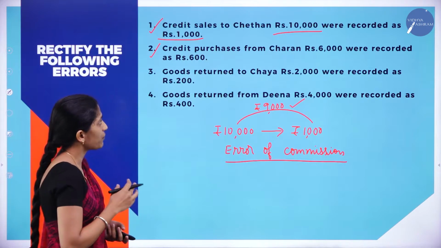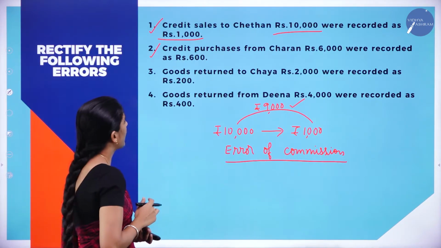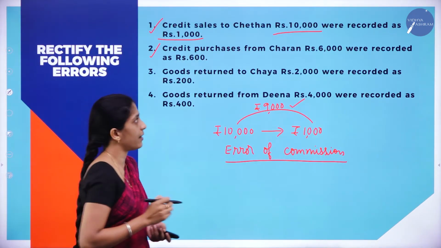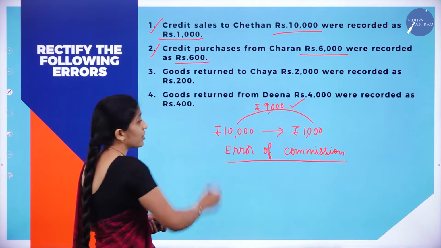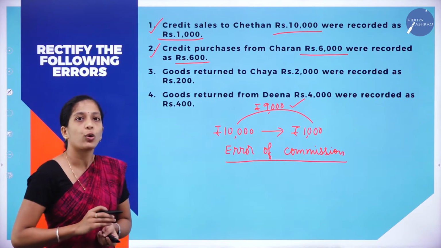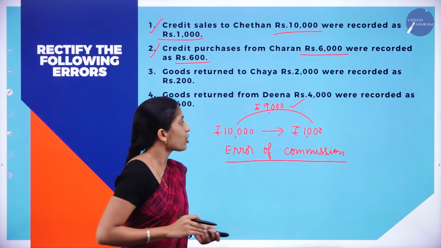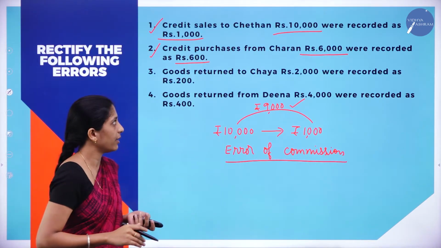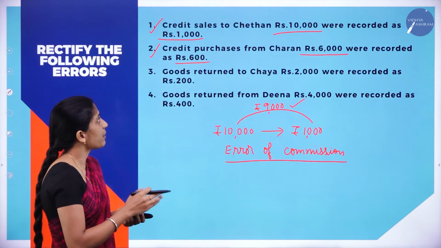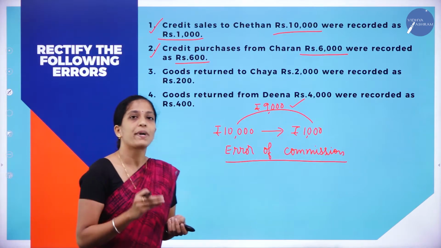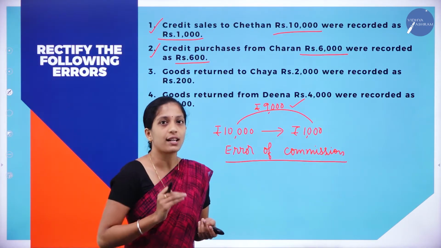Now moving on to the next transaction, the second one: credit purchase from Charan, rupees 6,000 were recorded as rupees 600. Here they should have recorded 6,000, but they have recorded only 600. So this is also an error of commission. Now, what is the correct journal entry? Credit purchase from Charan, so purchases account debit to Charan's account.